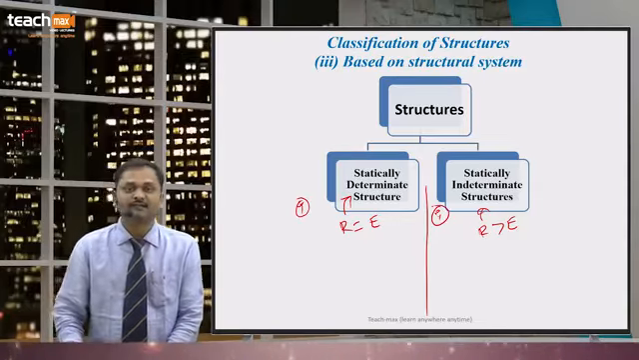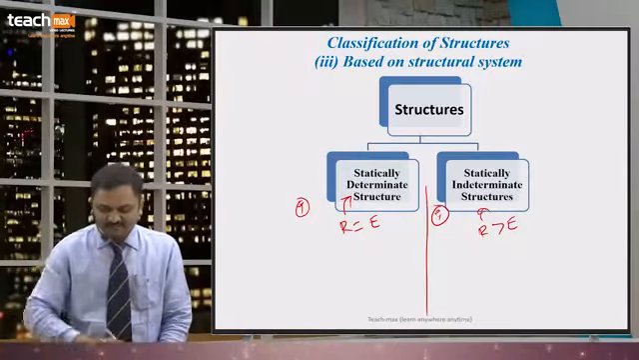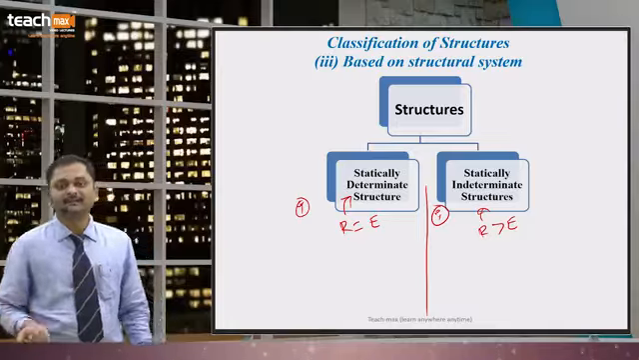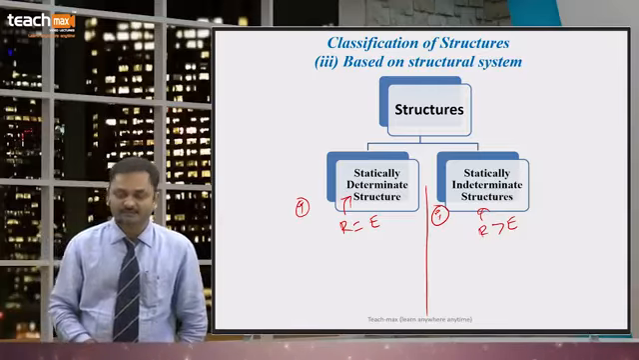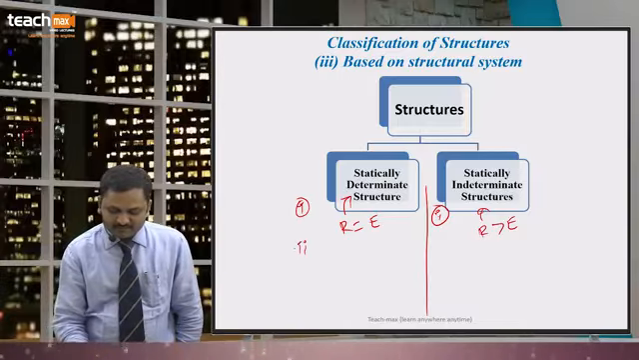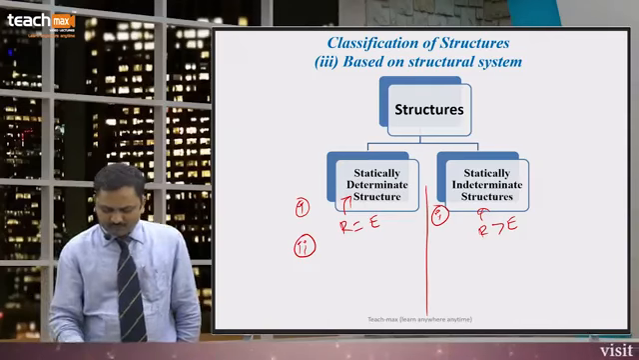If the number of unknowns is equal to the available equilibrium conditions, it is a statically determinate structure. If the number of unknowns is greater than the available equilibrium conditions, it is a statically indeterminate structure. What is second? You can draw one example, any, for a beam, for a frame, for anything.